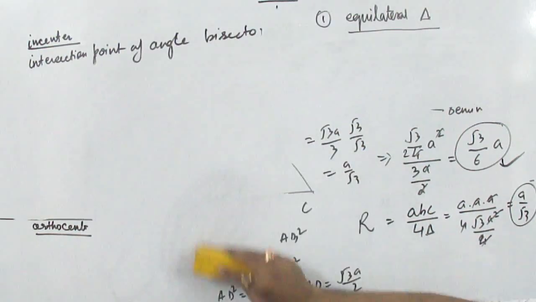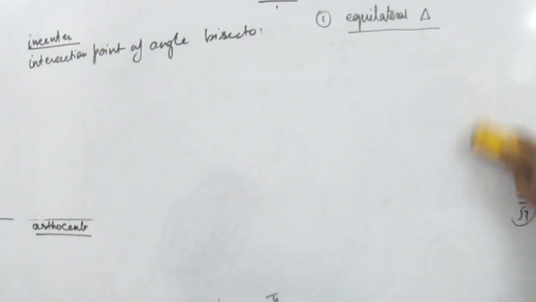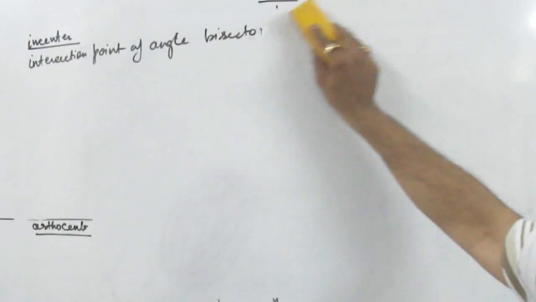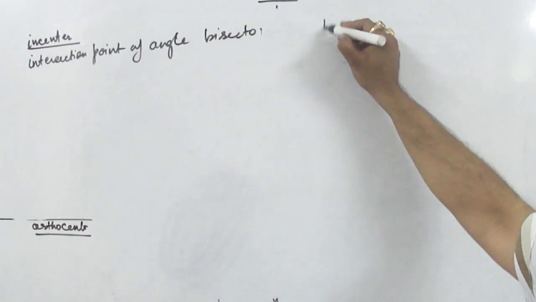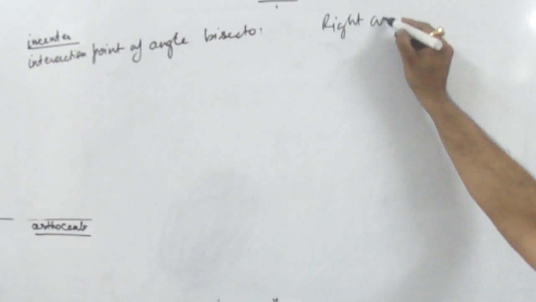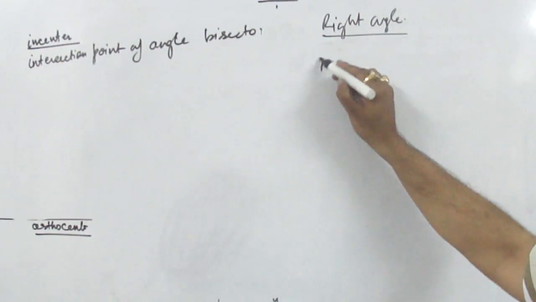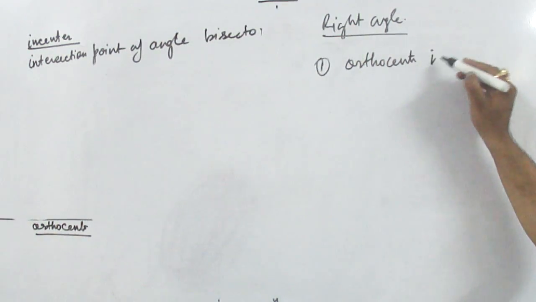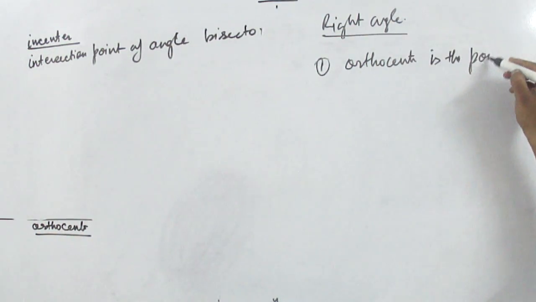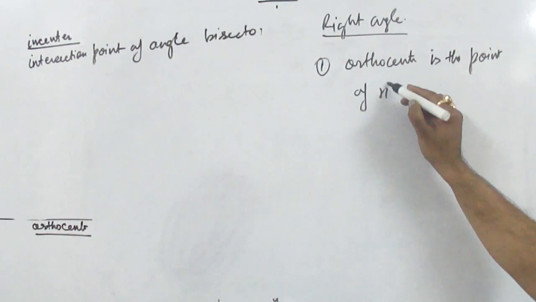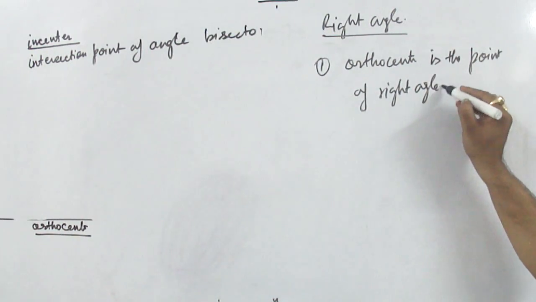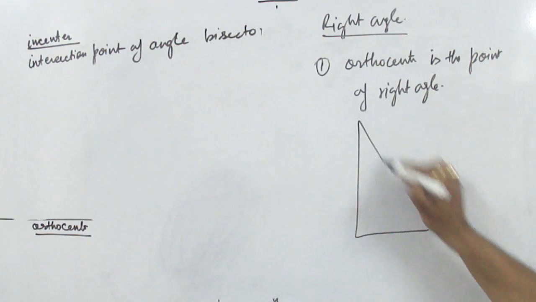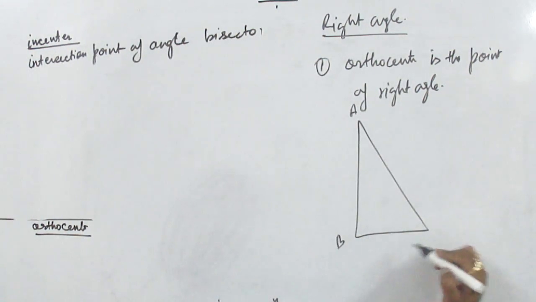Now next property. For a right angle triangle, number one, orthocenter is the point of right angle. It means if we have a right angle triangle, what is the definition of orthocenter?